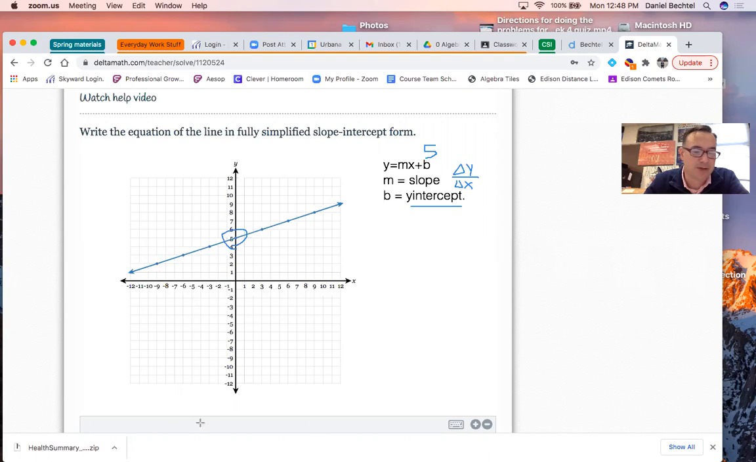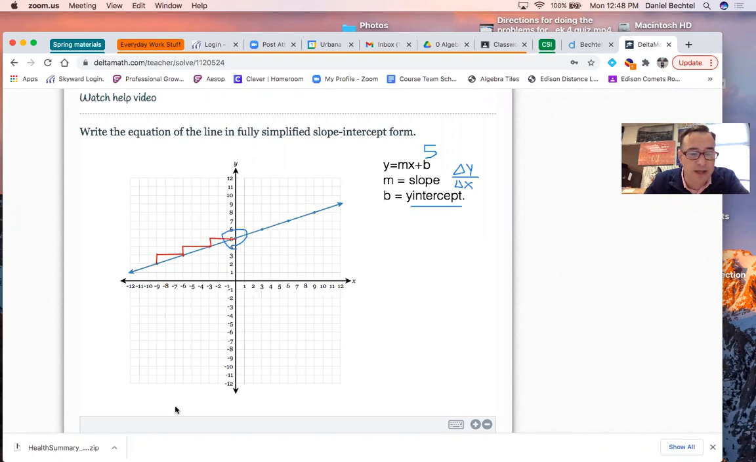So maybe I'll do it this way. This will be a little bit different. So if we're going to do our change in y, that is going to be how far up did I go? I went up 1. And then my change in x is how far did I go over? 1, 2, 3. And I'm going to just keep doing that. Up 1, over 3, up 1, over 3.